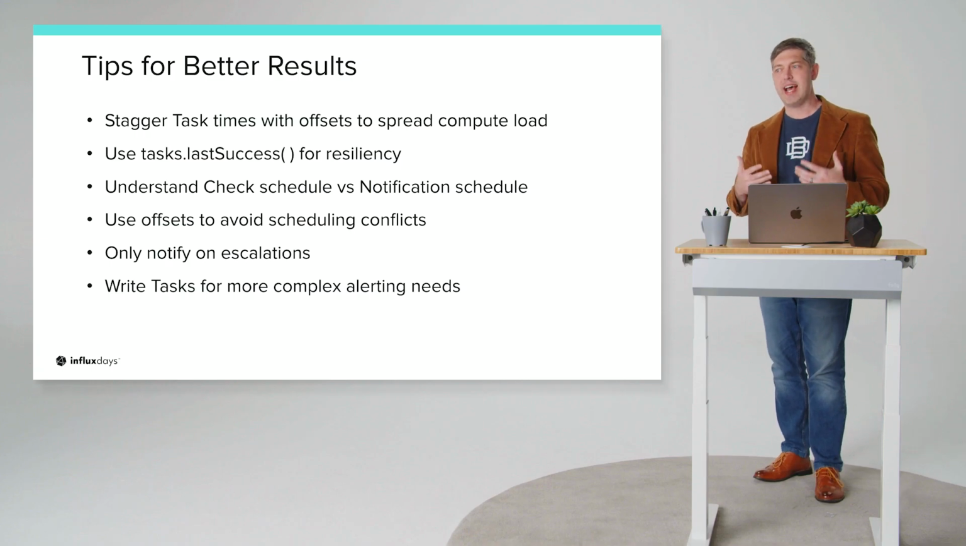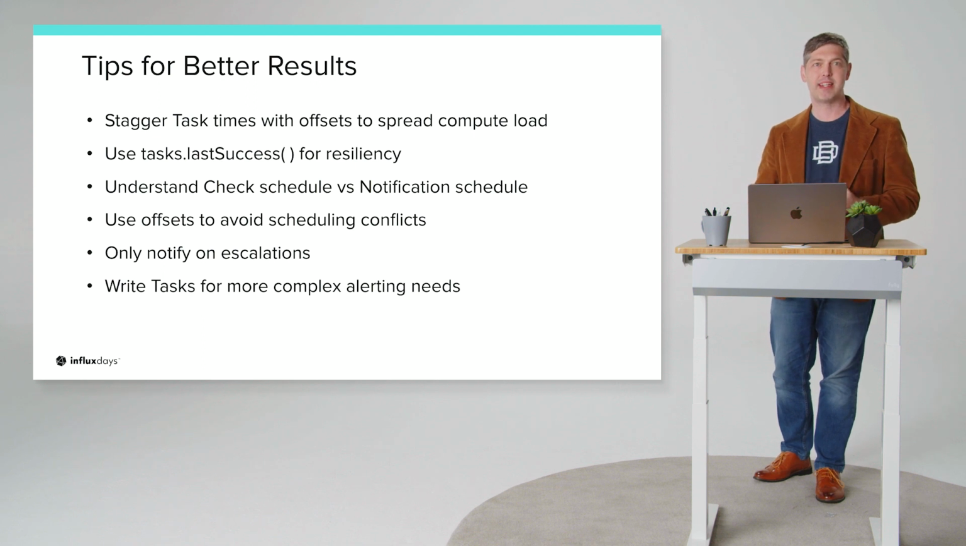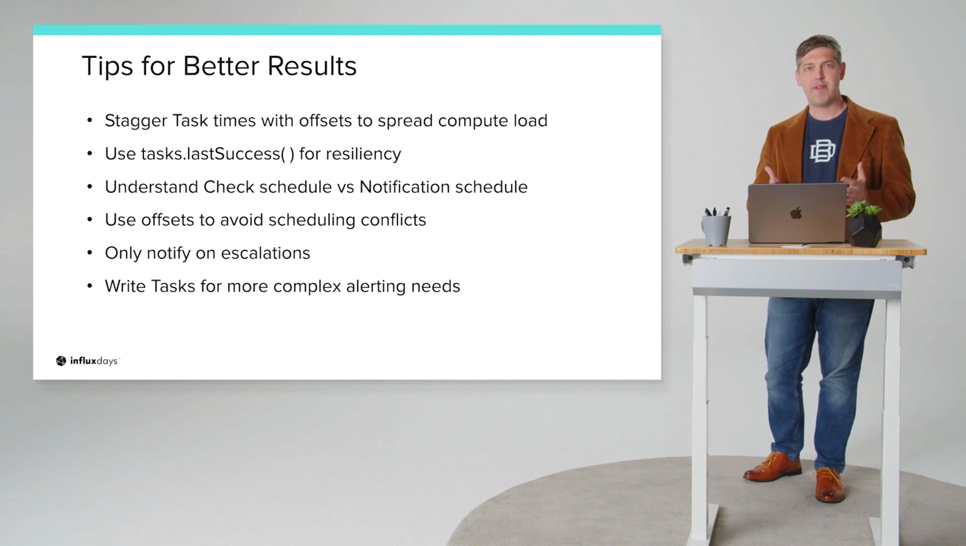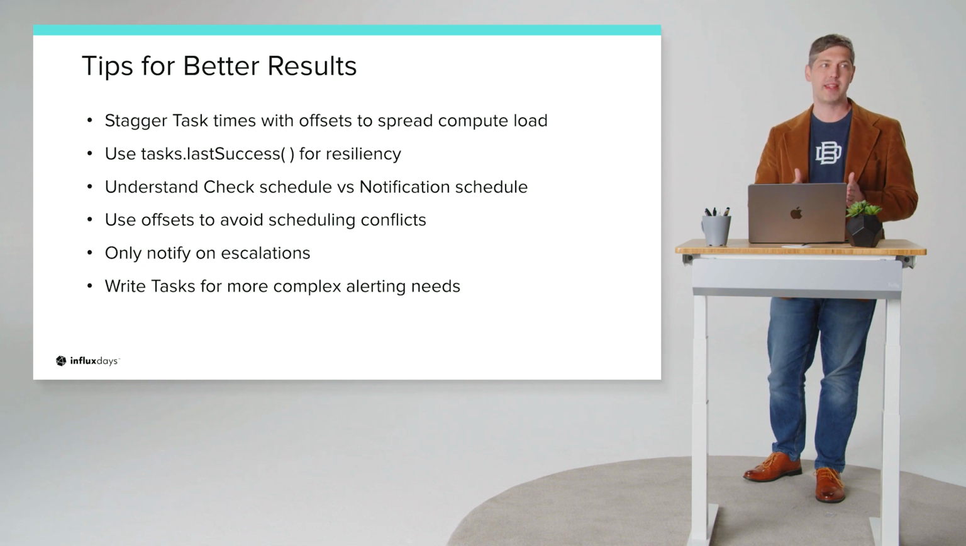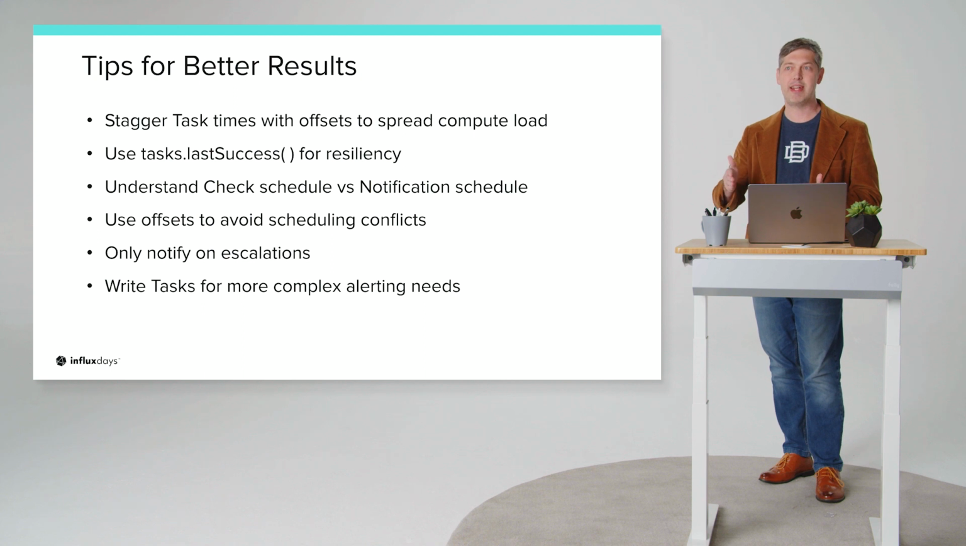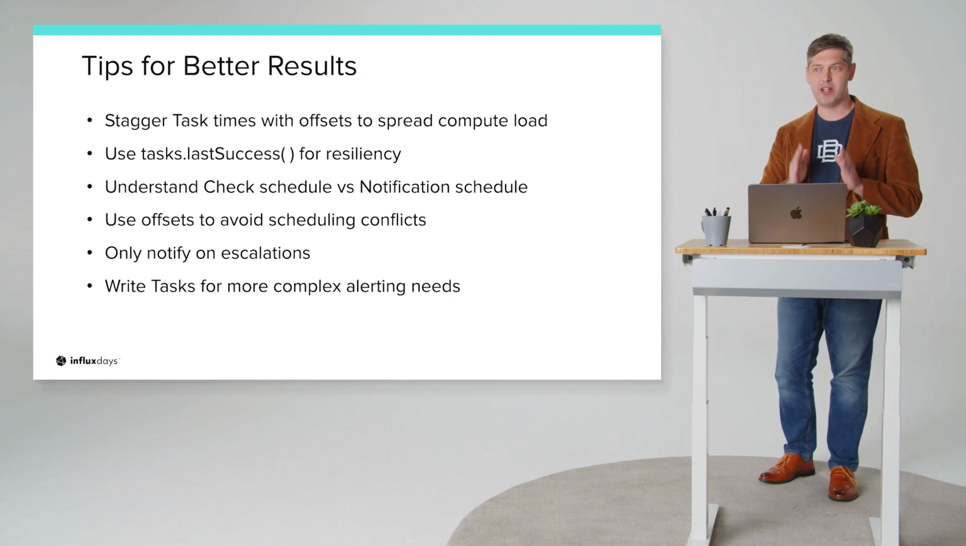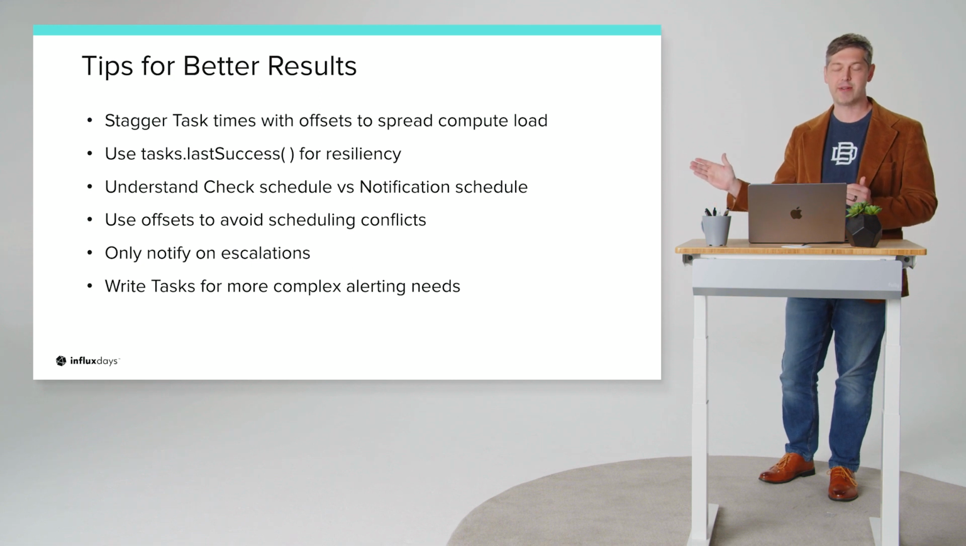So when you're using tasks and alerts, here are some things to keep in mind that are going to help you avoid some common mistakes. First of all, if you have a bunch of tasks, stagger their times using that offset field when you create them. If you have 10 tasks and you set them all to run every hour, what you don't want is all of them to try and start on the first minute of the hour. So you can have one start on the first minute, have another one start on the 10th minute, another one at 20 minutes, and so on, so that you're not performing all of your compute all at once and then sitting idle for the rest of the hour.